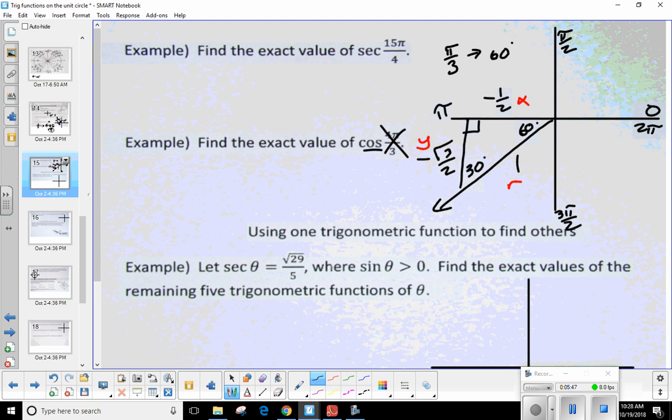what does cosine want? Cosine is just what? It is just the x. So what's the x value from your picture? There you go. So the cosine of 4 pi over 3 is just negative 1/2.